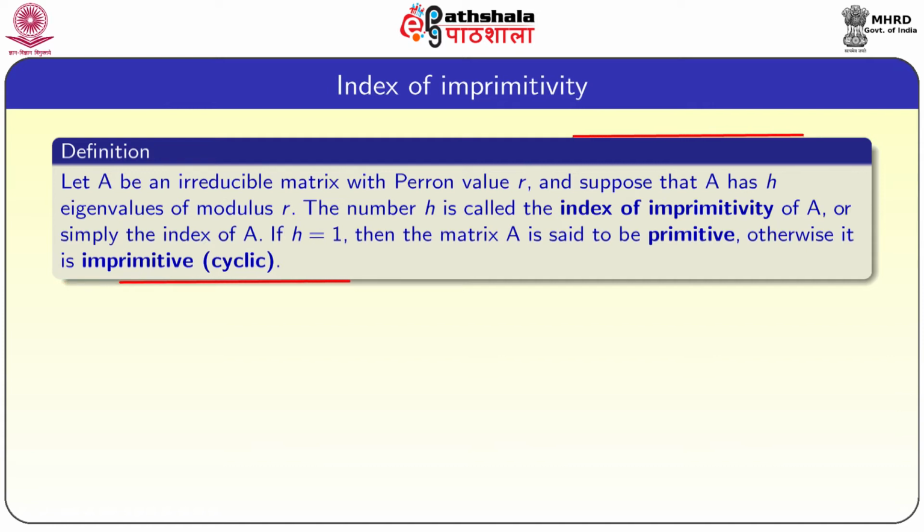Let A be an irreducible matrix with Perron value R, and suppose that A has h eigenvalues of modulus R, then the number h is called the index of imprimitivity of A, or simply the index of A. If h is equal to 1, the matrix A is said to be a primitive matrix, otherwise it is called imprimitive or cyclic.